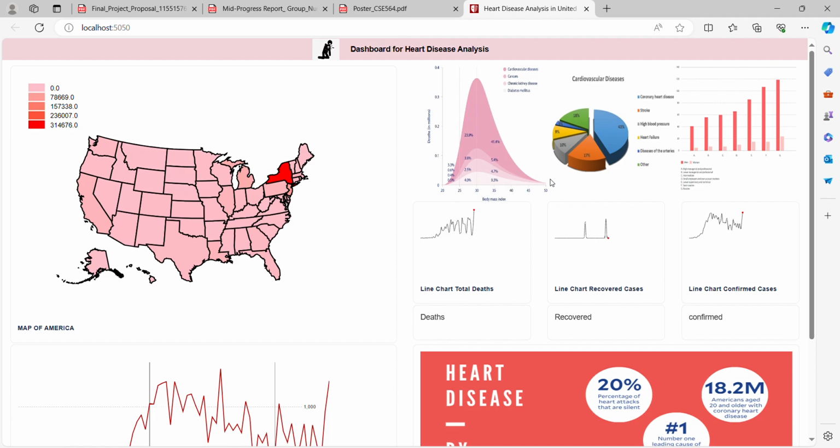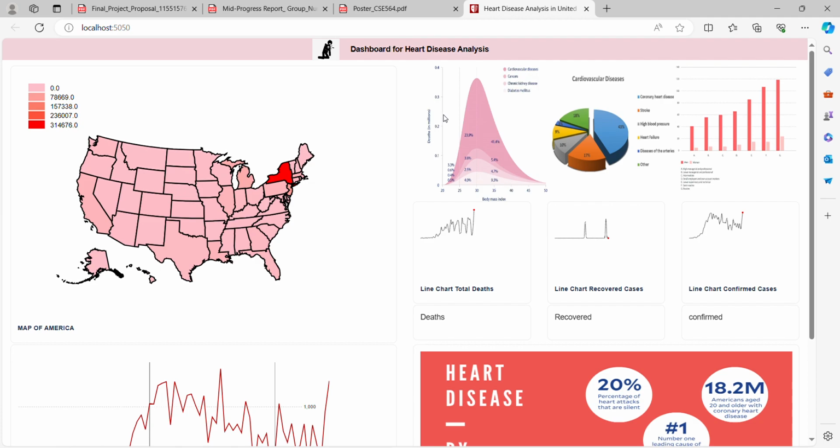Moving ahead, you can also see these three graphs I have drawn on the overall dataset. This one is a pie chart. Here it describes the different types of cardiovascular diseases and how they are caused, whether due to heart failure, disease in the arteries, or strokes, and why a person is having cardiovascular disease.